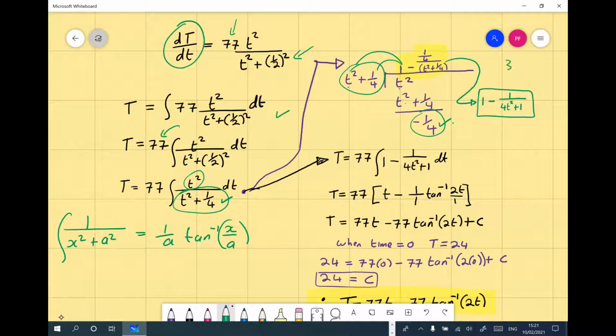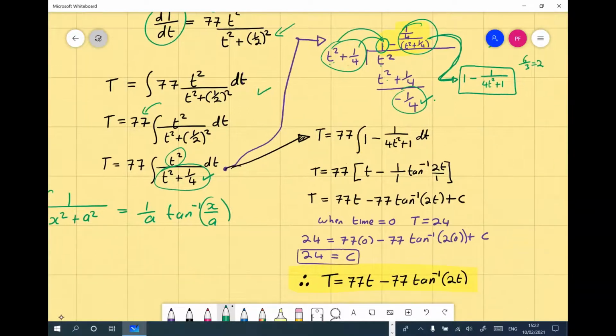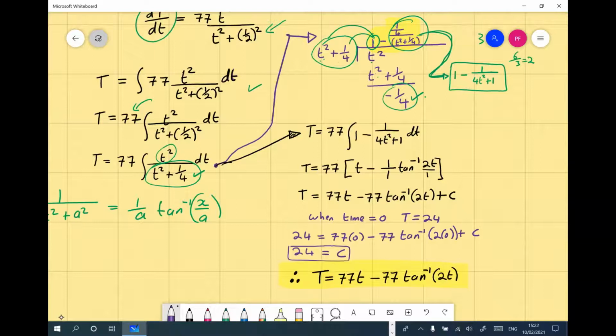Now if I asked you how many times does 3 go into 6, you would just go 6 divided by 3 is 2. And it's the same thing here: I'm saying how many times does t squared plus a quarter go into minus a quarter. I'll put it up as minus a quarter divided by t squared plus a quarter. I'll just rearrange that, and when I do, I have my 1 minus, and a quarter divided by t squared plus a quarter is 1 over 4t squared plus 1. So now I can rewrite my integral. My temperature will be 77 times the integral of 1 minus 1 over (4t squared plus 1) dt.